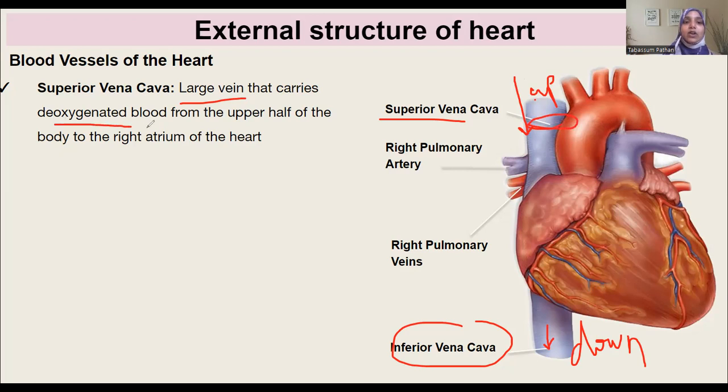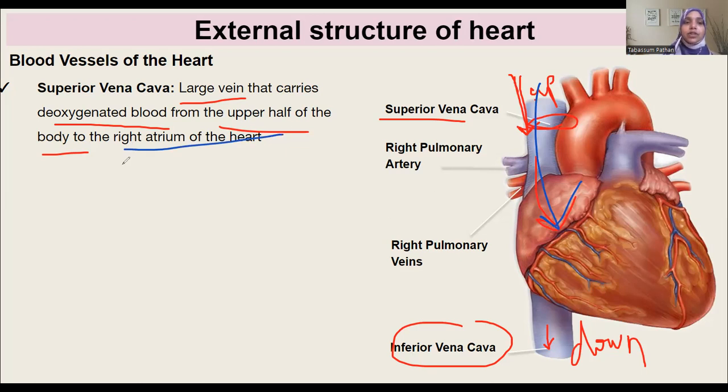This will carry deoxygenated blood from the upper half of the body. Your heart is in the center, so the thoracic region, the neck and the head. From there, all the blood which has carbon dioxide, which needs to be exhaled out of the body, will be brought by the superior vena cava into the heart, from the upper half of the body to the right atrium of the heart.